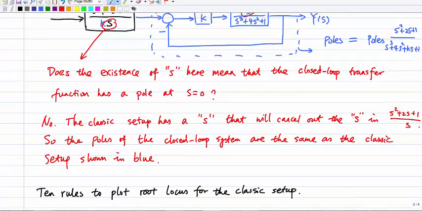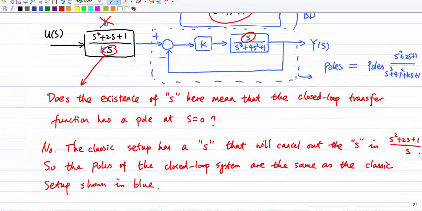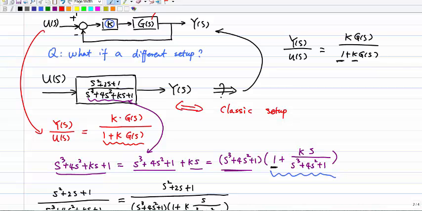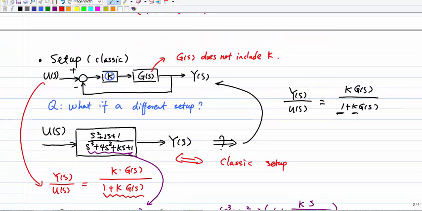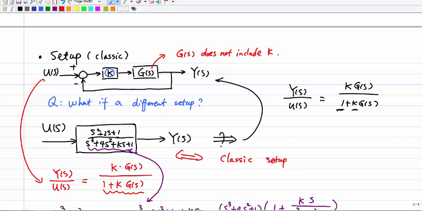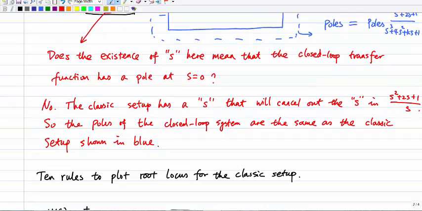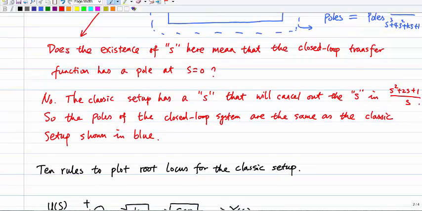Okay, so that's why we don't necessarily have to say that the system must be given in the classic setup. So we can always, in most cases, rewrite the system in a classic setup, but then we use the 10 rules I mentioned in the next two or three videos about how to plot the root locus. Okay, so next, in the next part of this lecture, I'll talk about some rules that are used to plot the root locus for the classic setup. Okay, so the emphasis here is a classic setup.